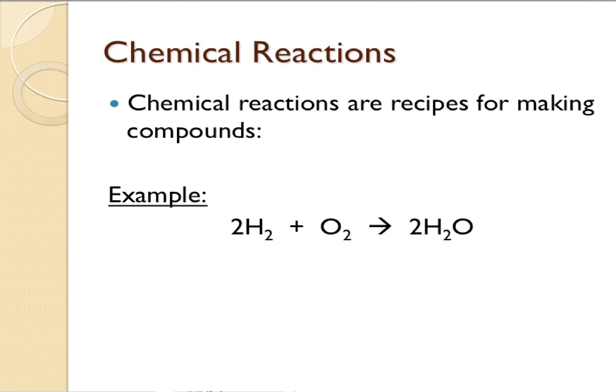So when we write equations like this, what we really are writing is something that represents a real chemical reaction that's going to be happening, or that could happen. So here we have two hydrogens reacting with one oxygen molecule to create or produce two water molecules.